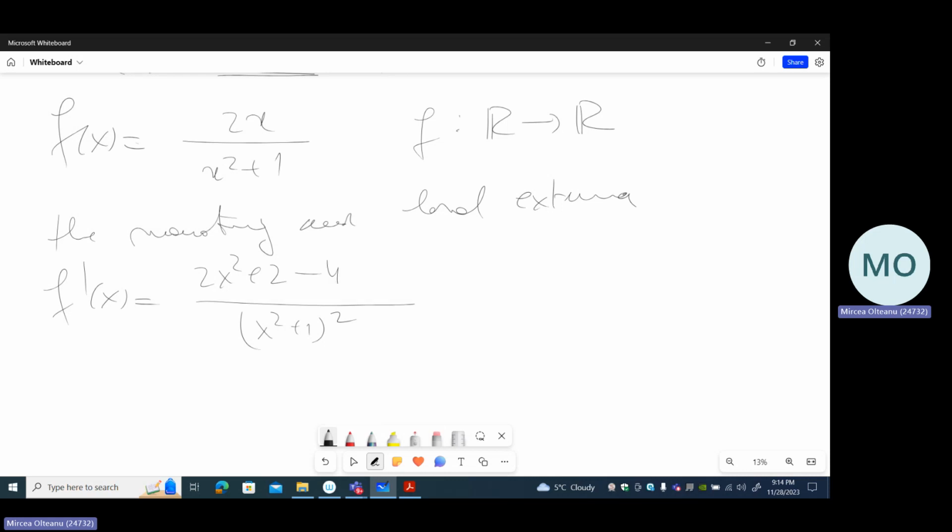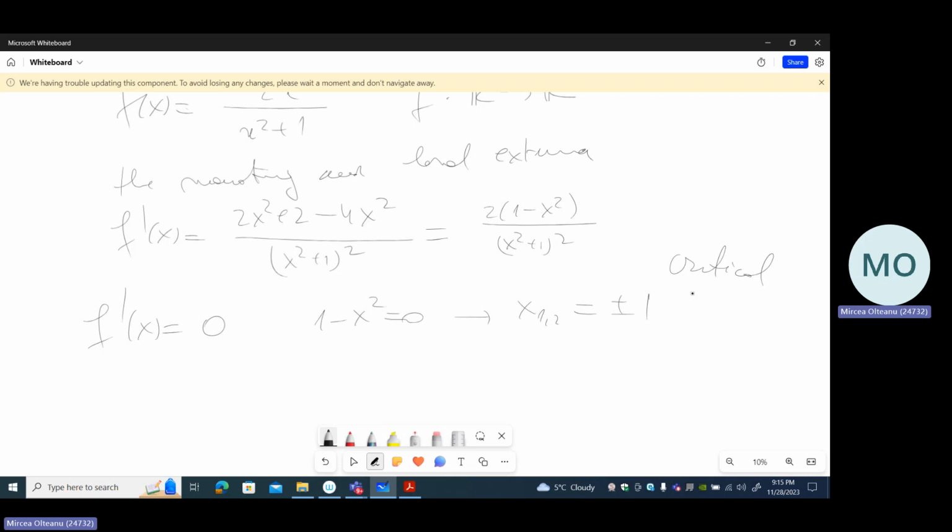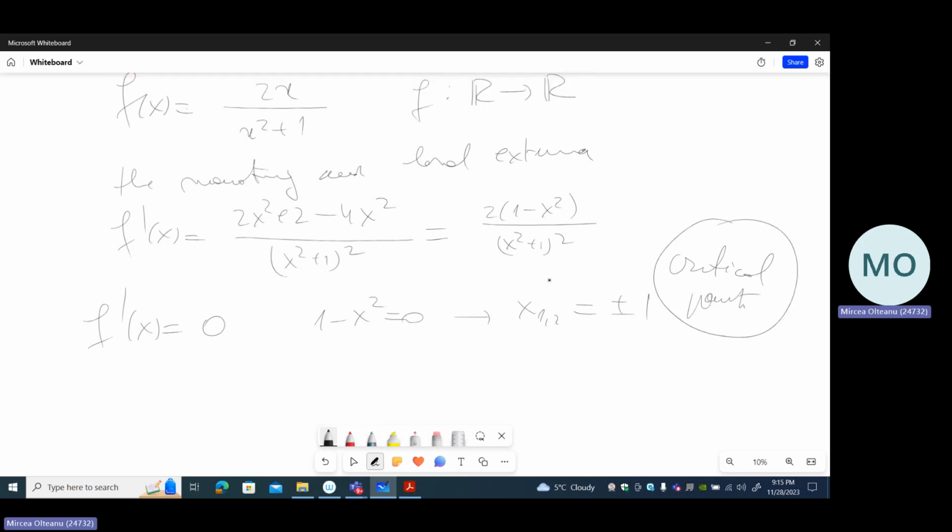Which is given by this expression. So it gives us 2 times (1 minus x squared), and below we have (x squared plus 1) squared. Now we find the solutions of the equation f prime of x equals 0, the roots of the derivative. In our case, it means 1 minus x squared equals 0, so we have 2 points. These are called critical points. So the points where the derivative vanishes are called critical points.